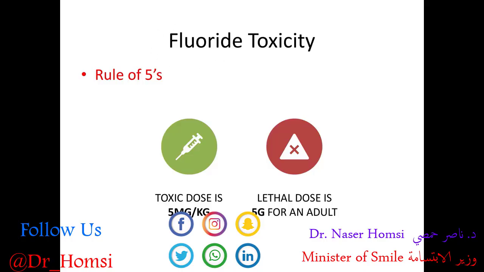Okay, now we have to talk about fluoride toxicity, and a good way to remember these numbers is by the rule of fives. So we had the rule of sixes with fluoride, now we have the rule of fives. The numbers to remember here is that a toxic dose is around 5 milligrams per kilogram of body weight, and the lethal dose is about 5 to 10 grams of fluoride for an average 70 kilogram adult. So this is a lot of fluoride. That's a ton of fluoride to be at these kind of levels.